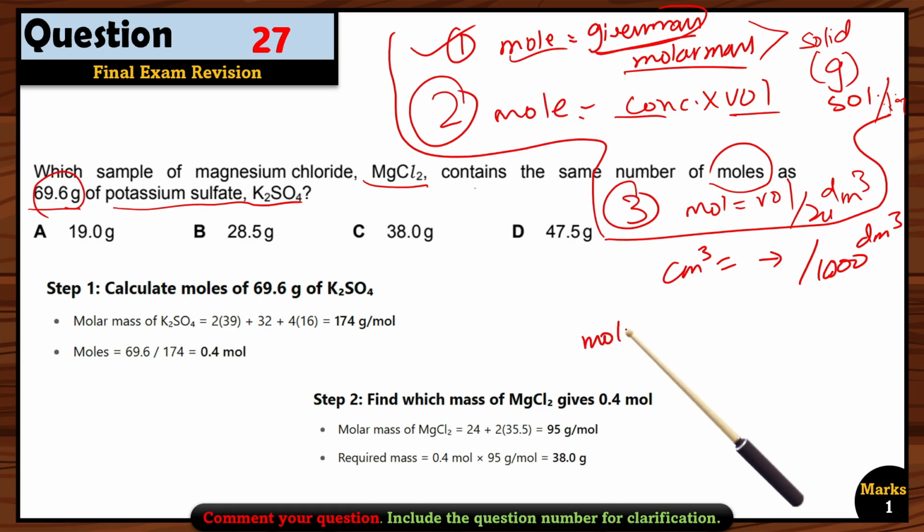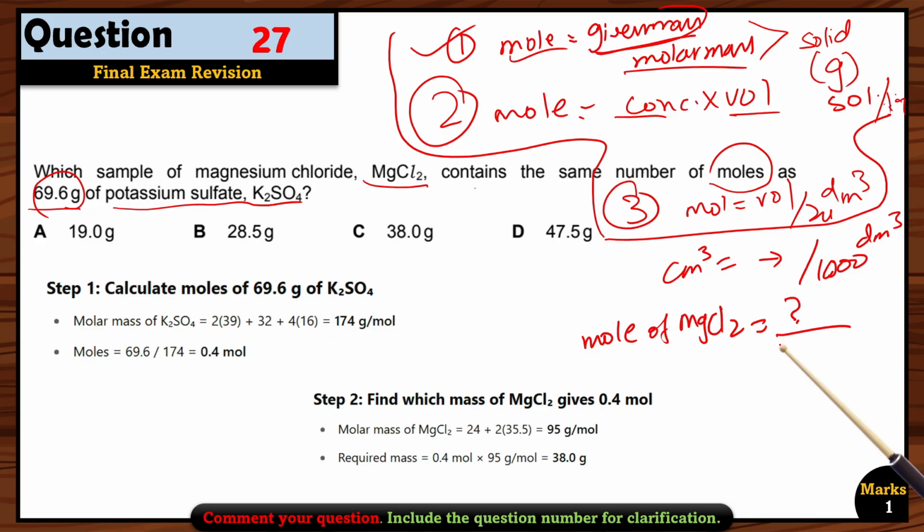Which moles do we have to find? Which sample of magnesium chloride contains the same number of moles? So we have to find the moles of MgCl2, right? And we don't know the given mass, and we also have to find the molar mass. Molar mass we can easily calculate from the periodic table, but we don't know these two options. So first you can find the molar mass of MgCl2, and that is 95 gram per mole.